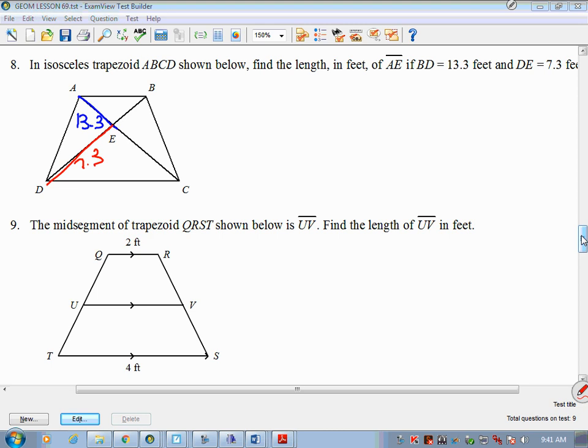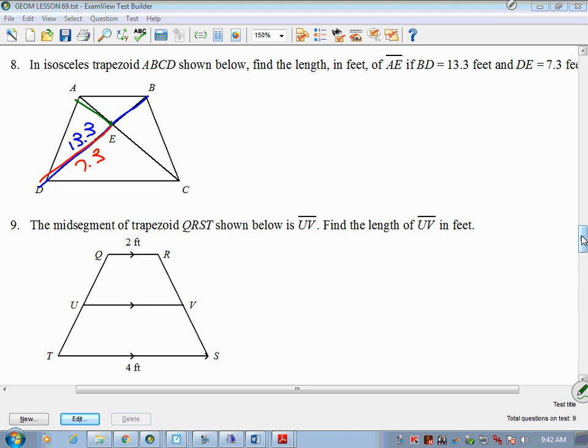Wait. Oh, if BD, I'm sorry, I got that. I'm going to have to start over here. I got all that wrong. Okay. If BD is 13.3 and DE is 7.3. Okay, we want to know just what AE is, just this short length right here.